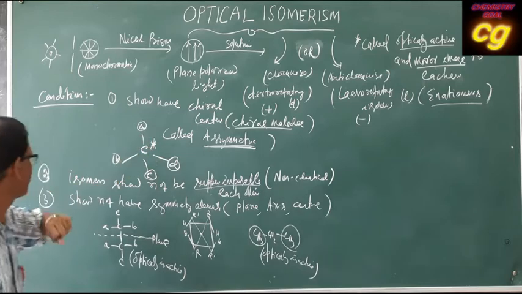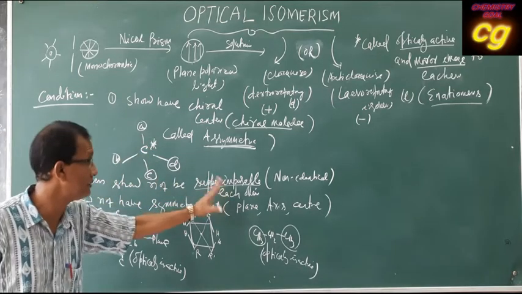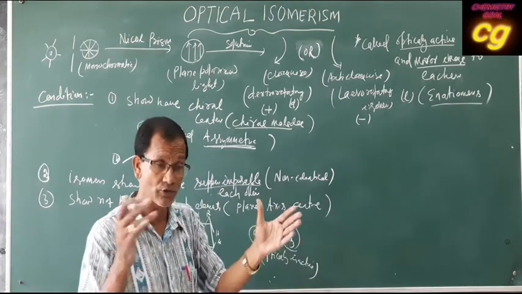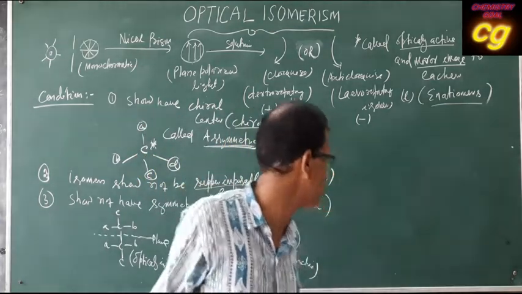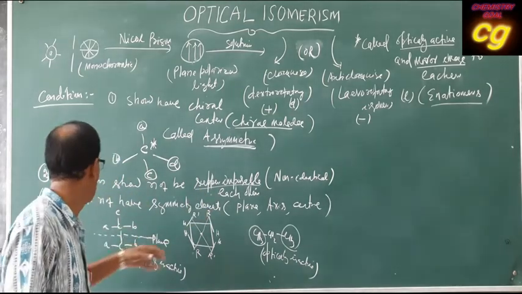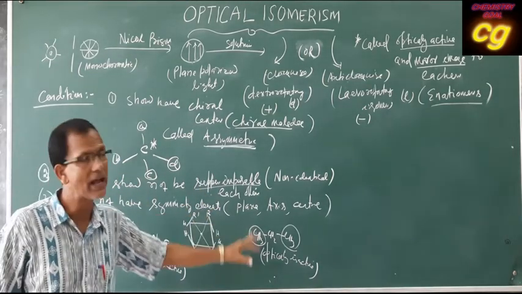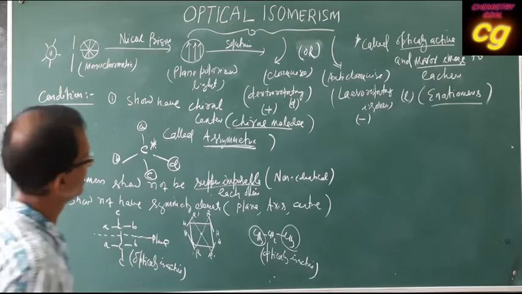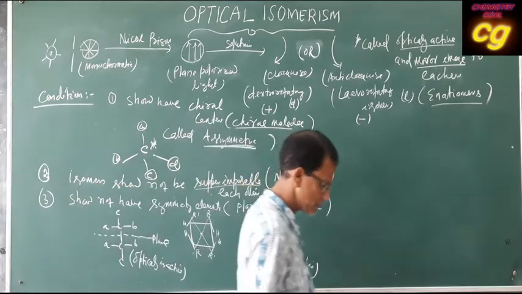There should be a chiral center, and the isomers should not be superimposable on each other. That means they should be non-superimposable, and they should not have any symmetry. So this is regarding the conditions of an optically active isomer. But an important thing we will discuss.